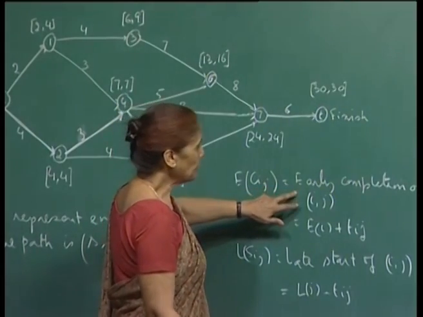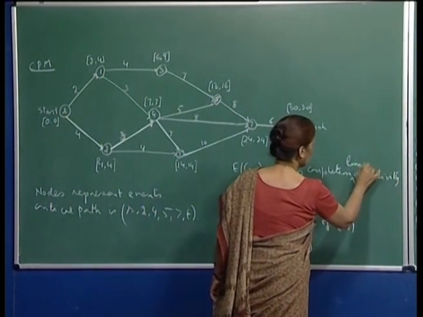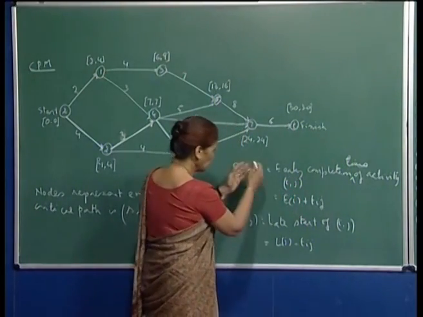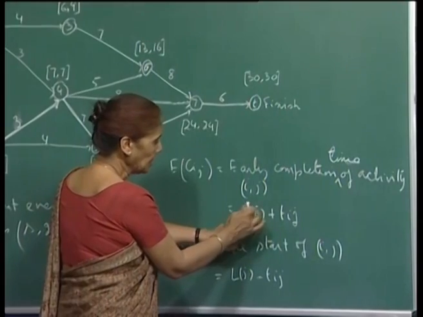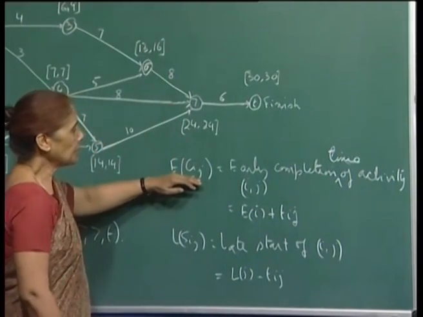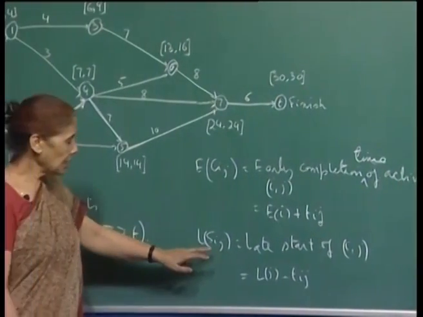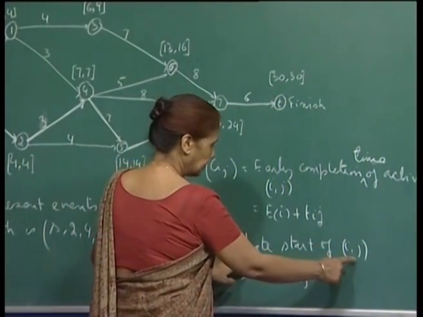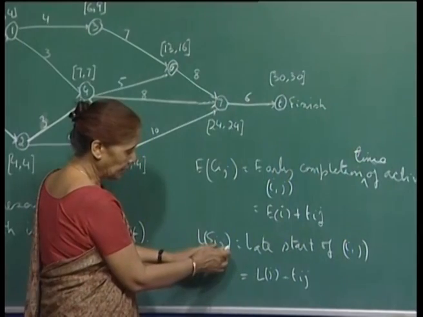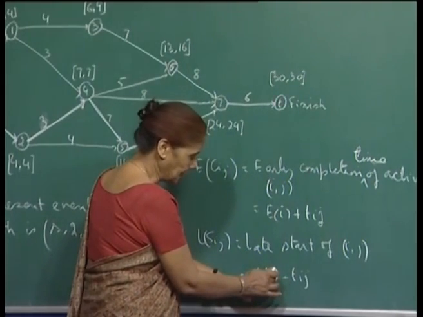ECij is the early completion time of activity ij, and this would be Ei, that means the early start of node i, because the activity ij will begin at node i. So, the early start of node i plus the duration of the activity Tij gives you the early completion time of activity ij. Similarly, you want to compute the late start of activity ij. That will be Lj, because j denotes the completion of activity ij, the late reaching of node j, minus Tij.